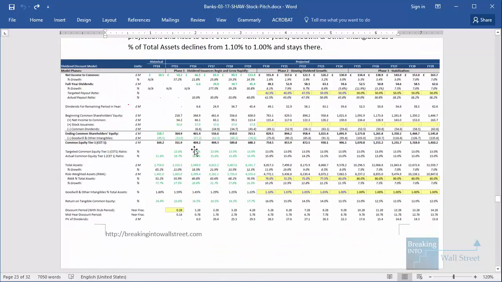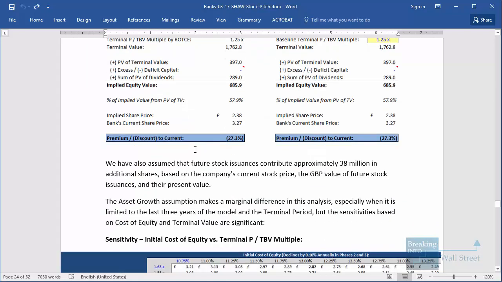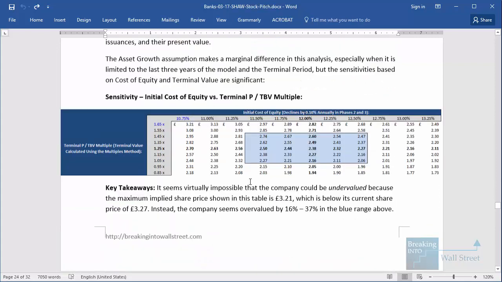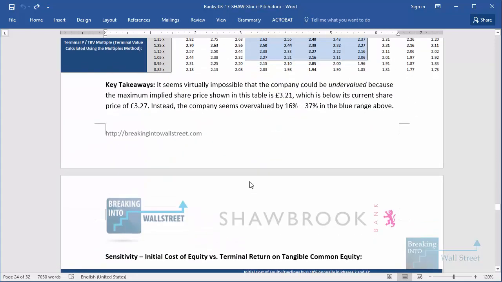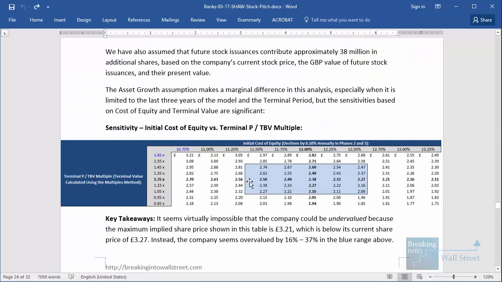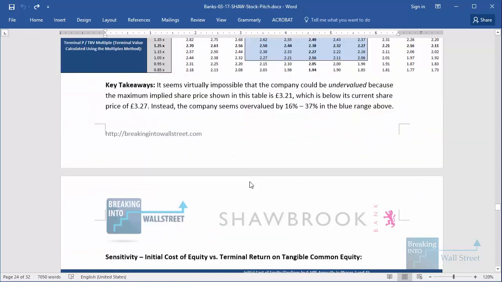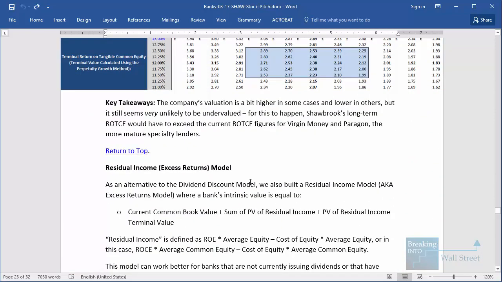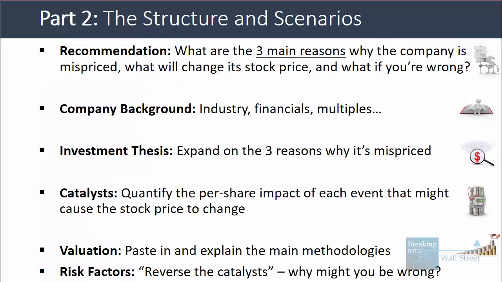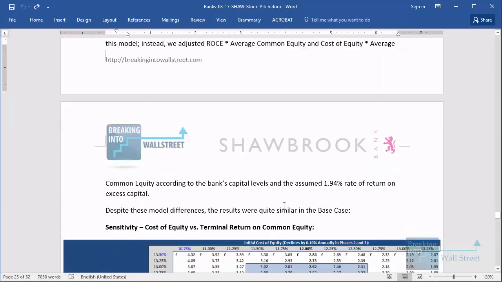It's a little bit hard to see on this page, but you can take a look at the Excel file and you can take a look at some of the conclusions that we paste in. Basically, the dividend discount model in most of our scenarios seems to indicate that the company was overvalued at this point in time. And then finally, the risk factors, you want to admit that you could be wrong.